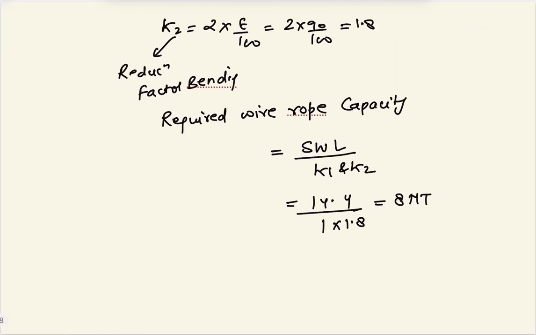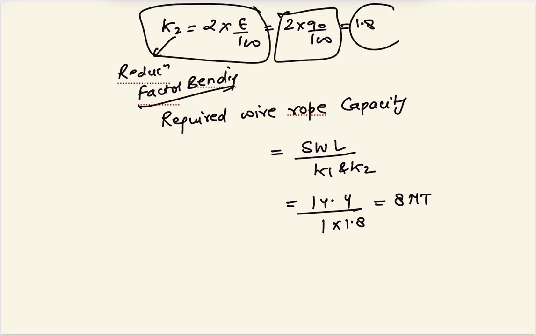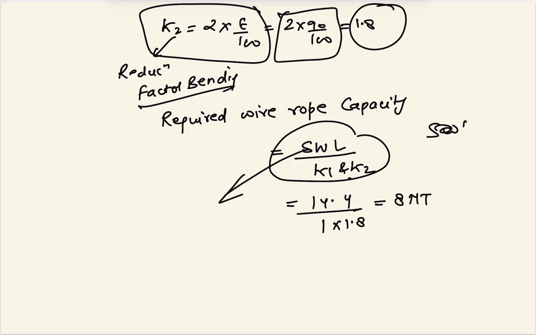Now we have to calculate the reduction factor, and the reduction factor for the bending is basically calculated using K2 equal to 2 into E by 100. 2 into 90 by 100 comes out to be 1.8. Now the required wire rope capacity will be SWL divided by K1 into K2. What capacity we require, we have to find the wire rope capacity. The weight we try to lift is 14.4 and the reduction factors are 1 and 1.8, so it comes out to be 8 metric ton.